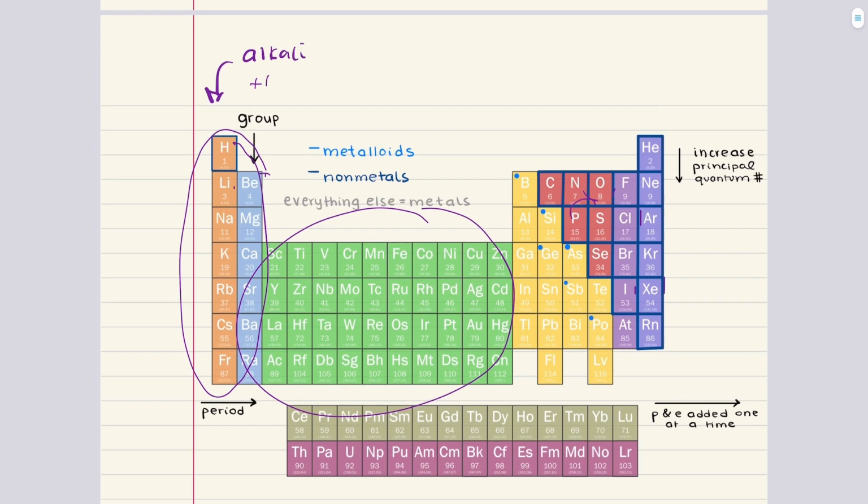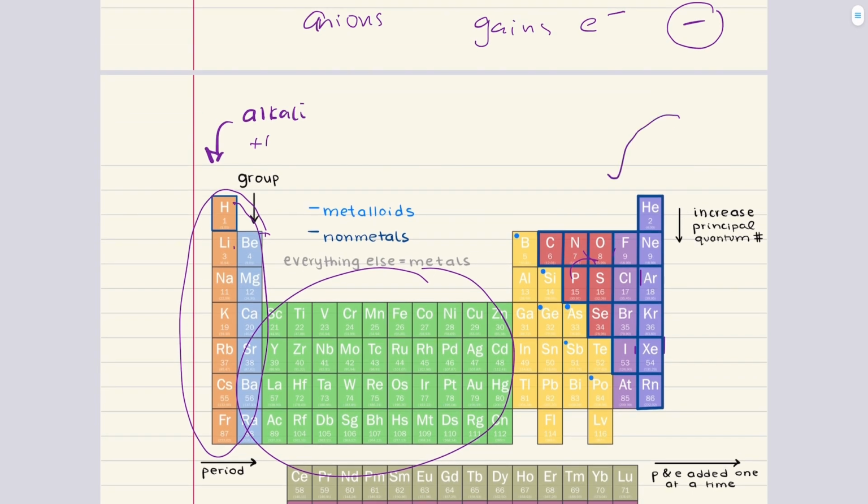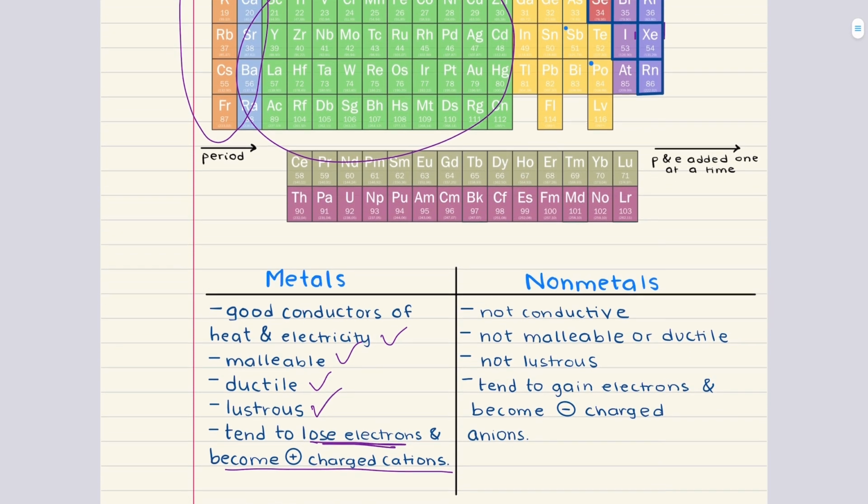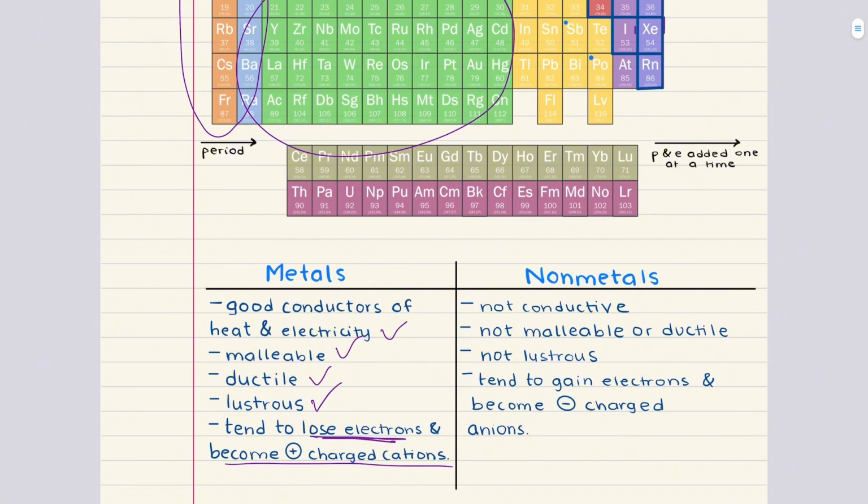Nonmetals, on the other hand, are found mostly on the right side of the periodic table, and they have opposite properties to metals. All of the nonmetals here are boxed in this dark blue color. Nonmetals are poor conductors of heat and electricity. In fact, they act as insulators.